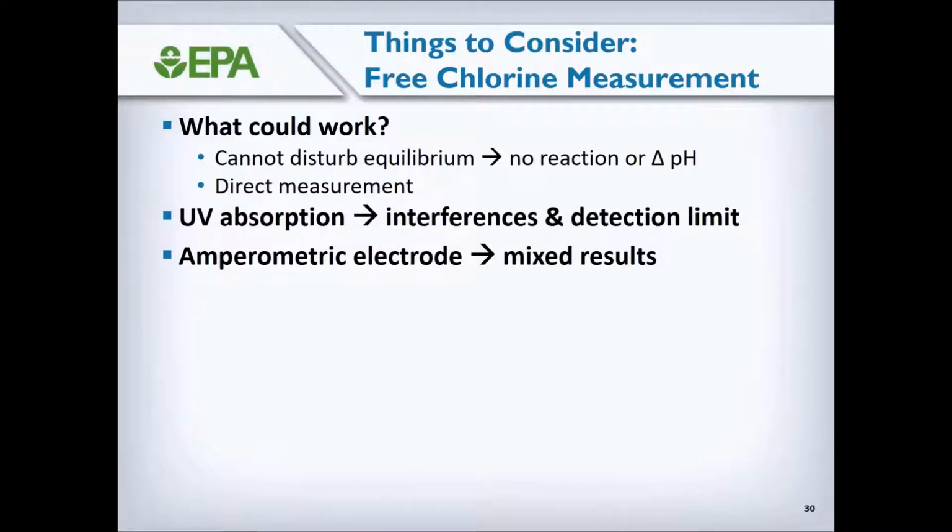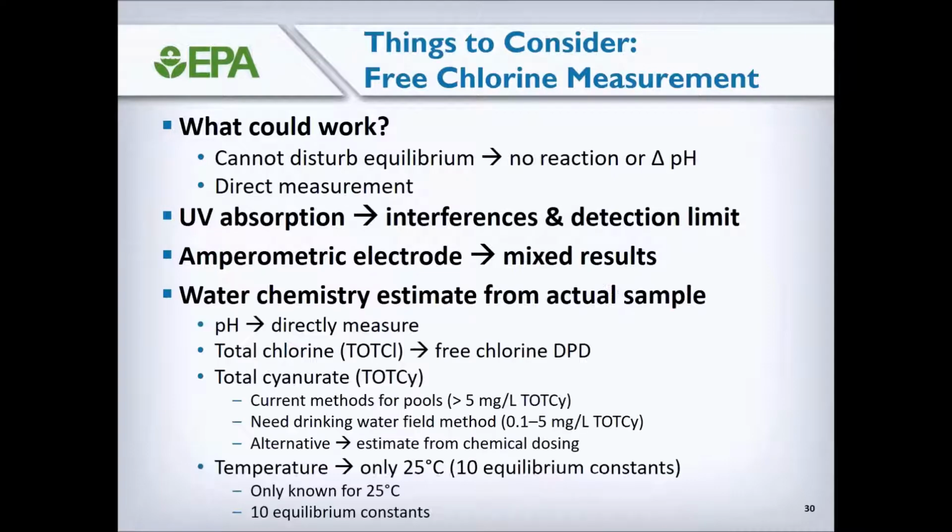There's also been some work using amperometric electrodes, but what these have shown is that they measure somewhere between the free and total chlorine in the sample, meaning they measure a portion of the chlorinated cyanurates that are present. One option that we have pursued is using the known water chemistry to estimate the free chlorine concentration. And this requires, as I mentioned before, that we know 3 things and also overcome some issues that we're trying to work through. So as I mentioned previously, we need to know the pH, total chlorine, and total cyanurate to use the water chemistry model.